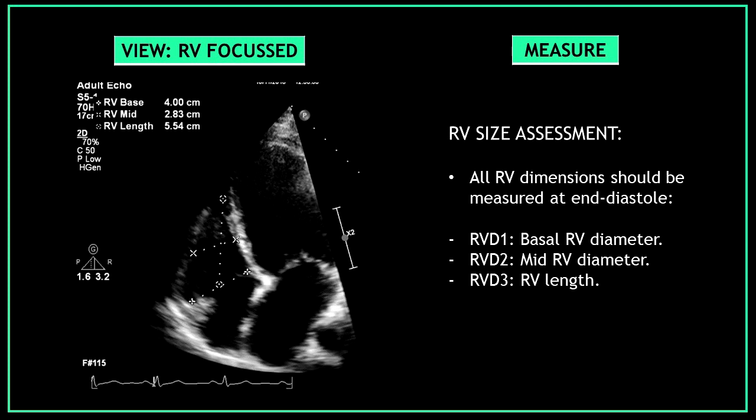Now you can perform a right ventricular size assessment. Starting with dimensions, all right ventricular dimensions should be measured at end of diastole. Measure here the right ventricular basal diameter, the right ventricular mid diameter, and the right ventricular length.